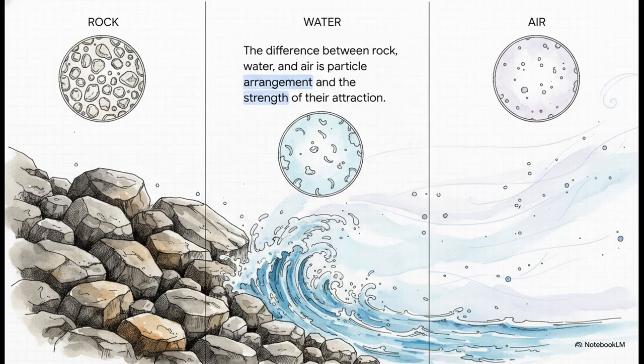So, let's circle all the way back to the beginning. The reason you can pile up rocks but not water? It's just because the particles in the rock are locked down tight, and the particles in the water are free to slide and glide all over the place. That's it. It's so simple, but it's also incredibly profound. Our entire physical world, it's all built on these basic rules.